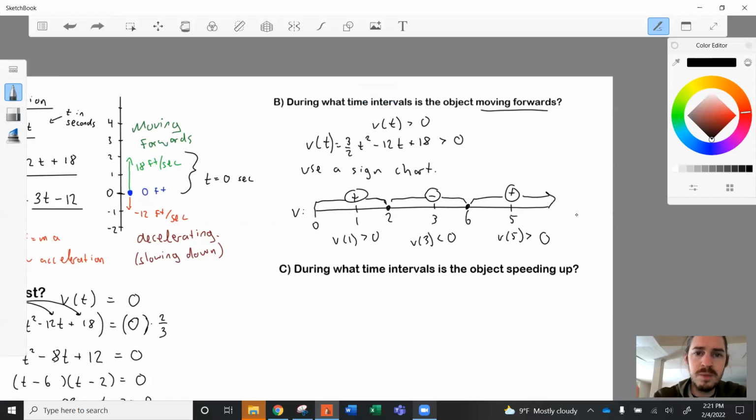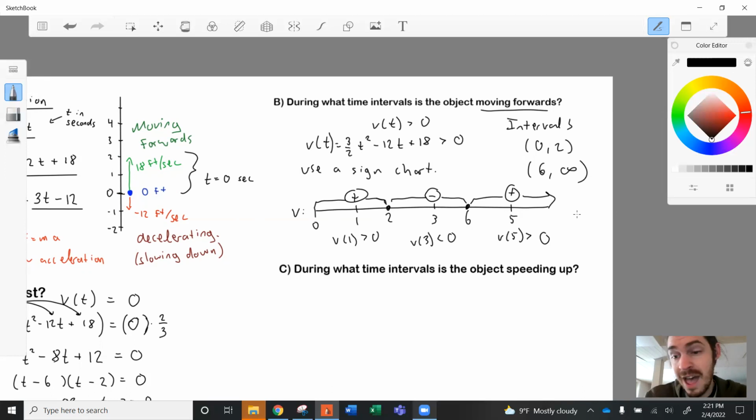Now we can answer our question. During what time intervals is the object moving forwards? Well, it's going to be this interval and this interval. So our answer is anything from 0 to 2. I'll use parentheses because I don't want to include 0 and 2. I'll just say in between 0 and 2. And then anything greater than 6, so 6 to infinity.